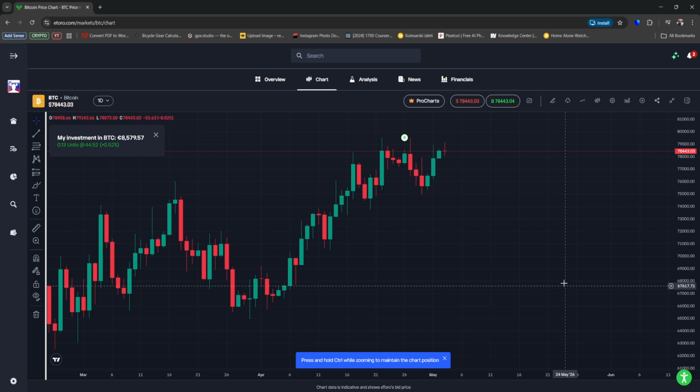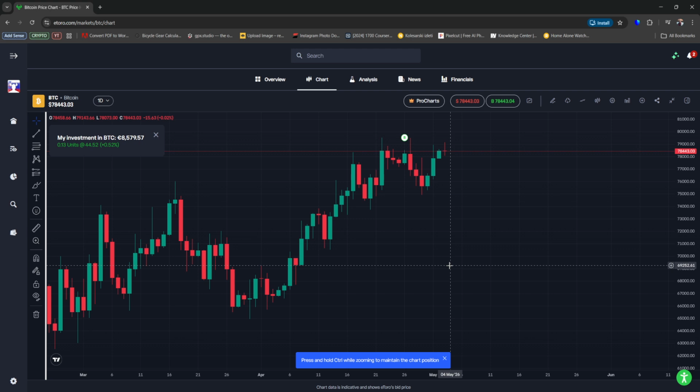Now we also have these thin lines on each and every candle. These represent the high and low price reached during that time frame. So the top wick shows the highest price sellers allowed before pushing it back down, and the bottom one is the lowest price buyers allowed before pushing it back up.